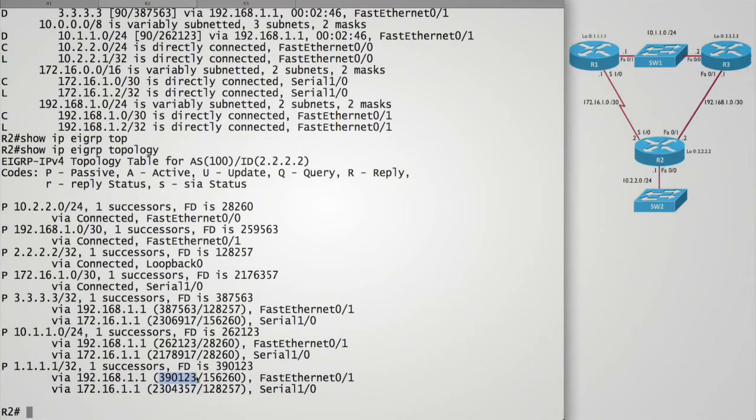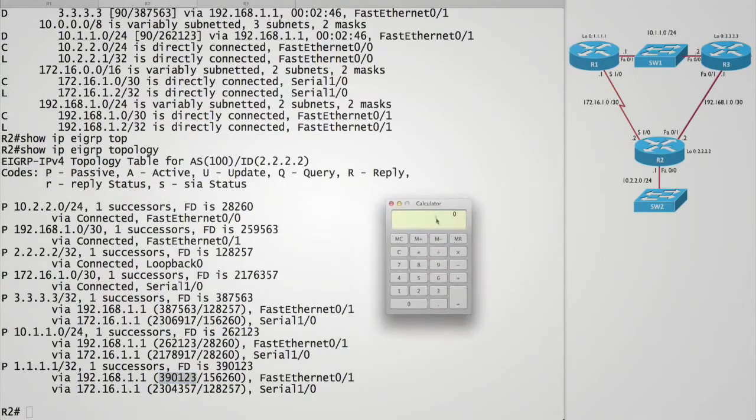We use the variance command. The variance is a factor. It's a factor that establishes an acceptable range of feasible distances. Here's the way to look at it. Take your best feasible distance, in this case 390,123, and we ask what number could I multiply that by to establish my maximum acceptable feasible distance.